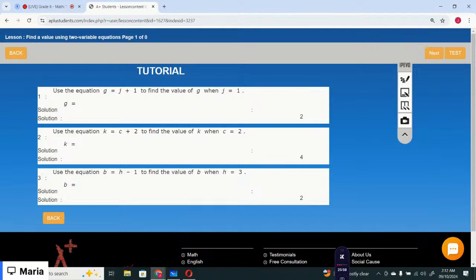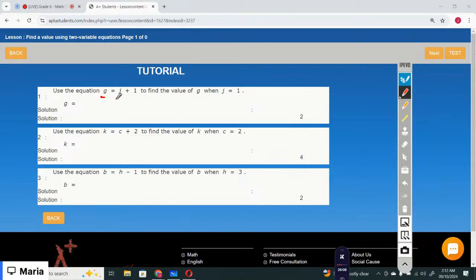Solve the equation g equals j plus 1. So you have two variables involved, right? You can see the variables g and j. You need to find the value of g when you are given the value of j. So just replace the variable j with its value, which is 1. Write 1 over here, and 1 plus 1 makes 2. So that means g equals 2.